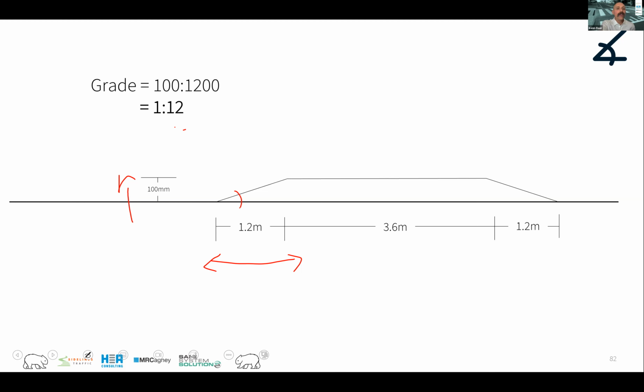So just a little note, you've got a quiz at the end of this and you might get asked a ramp grade. So just remember that little slide: up to out, and a grade, 1 in whatever. Okay.